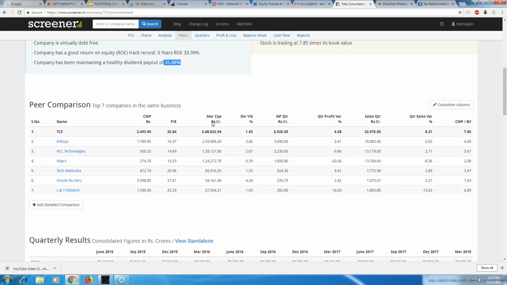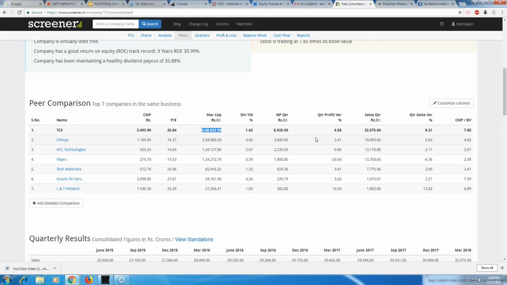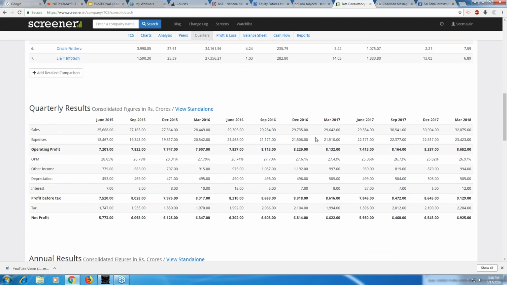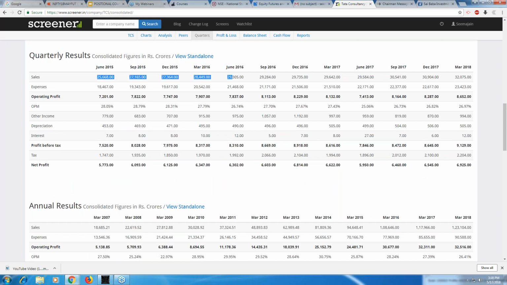So look at it, it has the highest market cap, even bigger than Infosys, HCL, Wipro. From each of them, Wipro or Infosys, it's about 2.5 times bigger in capital. From HCL Tech, it's about 4 times higher capital. Tech Mahindra, it's almost 10 times bigger company, right? And all these factors you can check. Look into the sales. There has been a consistent growth in the sales. Look at it, right?